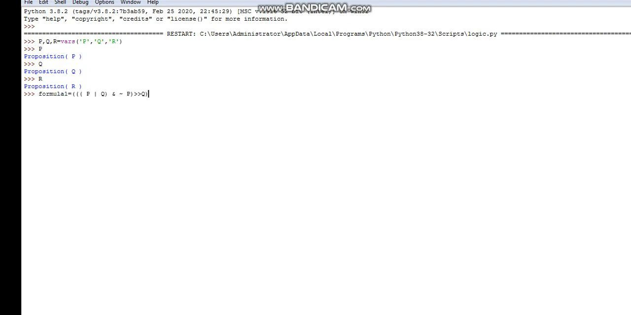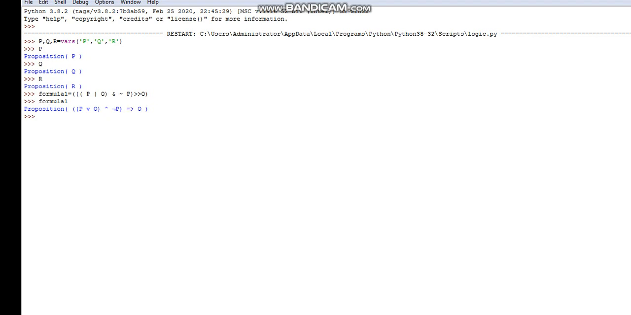So here is the formula. This operator is for or, this is for and, this is for not, and this operator is for implies. In Python, we cannot use the original operators for propositional logic, so we have overwritten them, and all those operators are present in the logic.py library. So let's see what formula 1 is. It is a proposition. These are the original operators for propositional logic. This one is for or, this is for and, this is for not, and this is for implies.